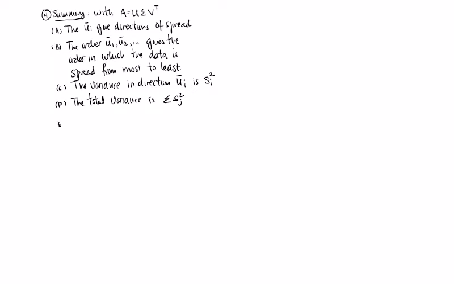That gets us to something interesting, because often it's not the actual variance that matters, it's the proportion of variance, because if you have a very small overall variance, then it's the proportion that matters, right? So we could say the proportion of variance in direction u_i is just, not sigma, rather, s_i squared divided by the total variance.